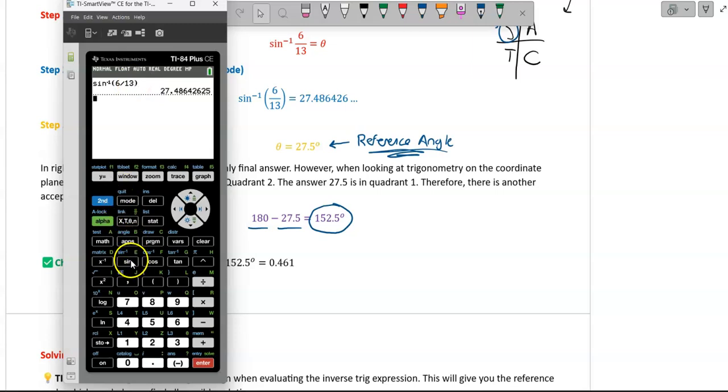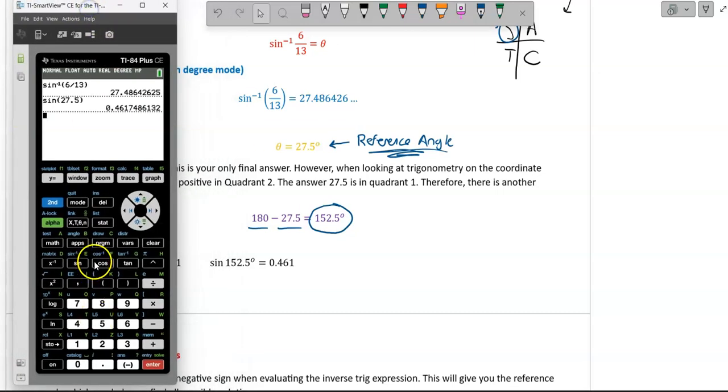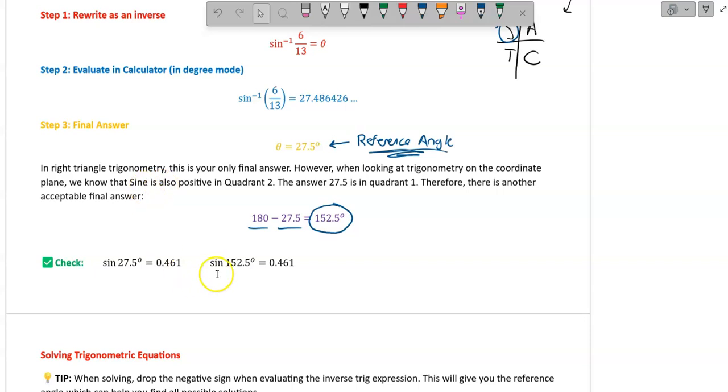And just to confirm, if we were to take the sine of 27.5 in our calculator, we would get 0.4617. That is 6/13 as a decimal. And then if I typed in sine of 152.5 in my calculator and pressed enter, we would also get the exact same ratio. And again, just in case you don't believe me, here's 6/13. Okay, same thing. There's a little difference because we're doing some rounding here, but ultimately it is the same. So with that being said, we need to now add in our thoughts about the quadrants when solving these problems. So let's go ahead and look at examples 1 and 2.